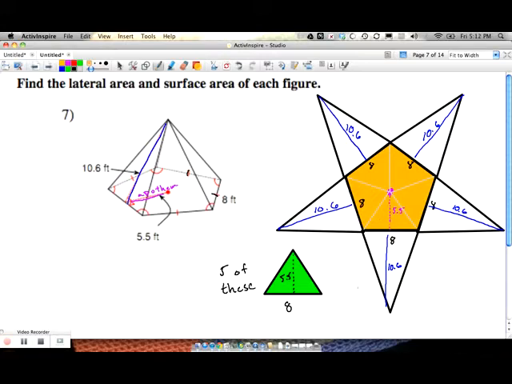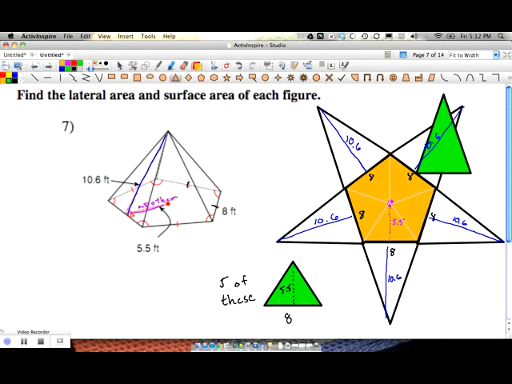Then I also have 5 of the triangles around the outside. So if we were to make one of those, let's choose a different color. We'll do another triangle. So we got this triangle.